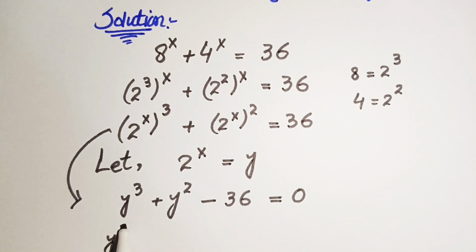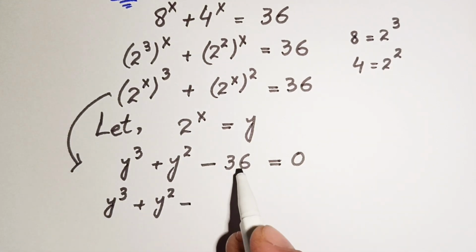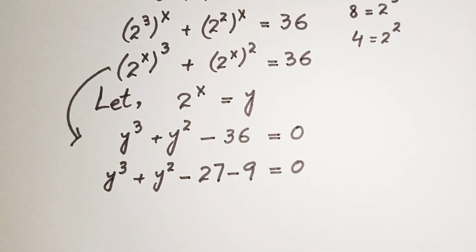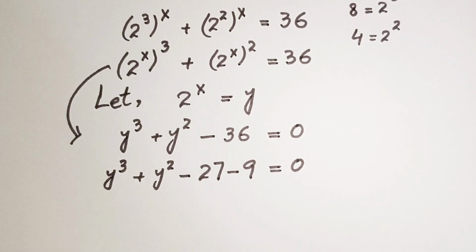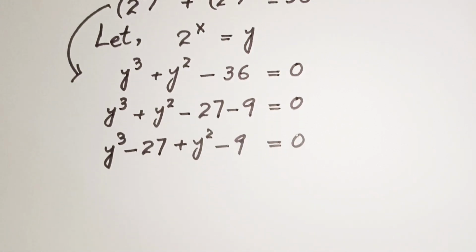Now if we write y cubed plus y squared, this minus 36 can be written as minus 27 minus 9, which is equal to 0. So minus 27 is the perfect cube of 3, and 9 is actually the perfect square of 3. That's why we write minus 27 and minus 9, we just factorize this 36. So here y cubed minus 27 and plus y squared minus 9 is equal to 0.